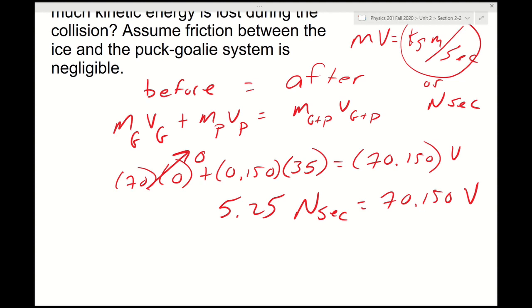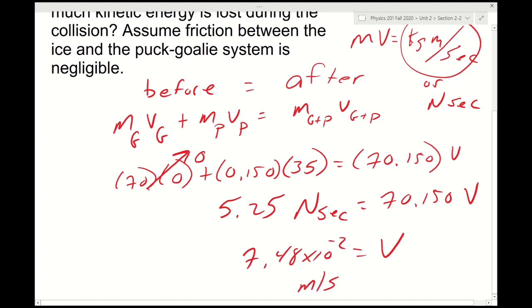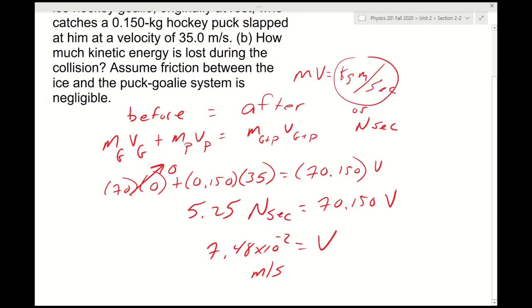So if we divide this out, we get a final speed, really a final velocity, of 7.48 times 10 to the minus 2 meters per second. So in fact, this little bitty puck doesn't really do much to change the goalie from a momentum perspective.